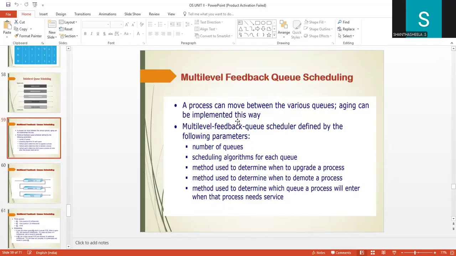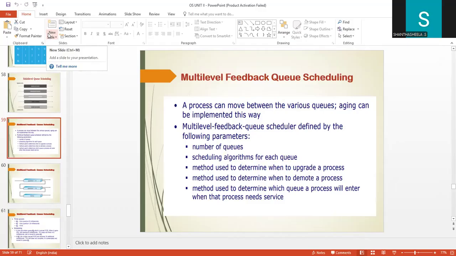A process can move between various queues, and here aging can be implemented this way. Aging means that if a process has been waiting for a long time in a particular queue, it enters the aging process. In that case, it is moved to a different level queue in order to schedule the processor for that particular process.